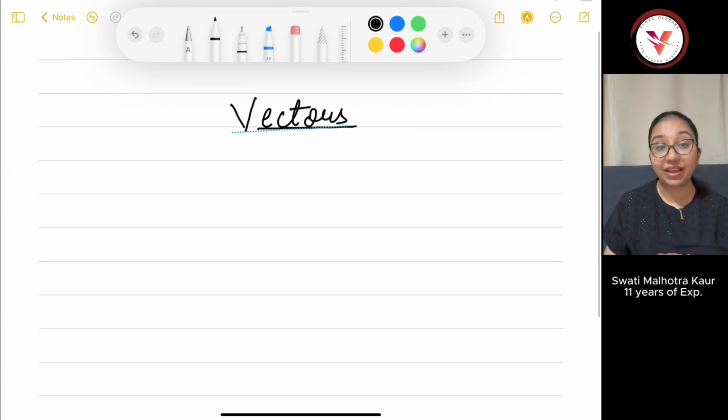We are doing vectors right now. Yesterday's video was all about unit vectors, resolution of vector, and components of vector, and today we are going to do numericals on that.